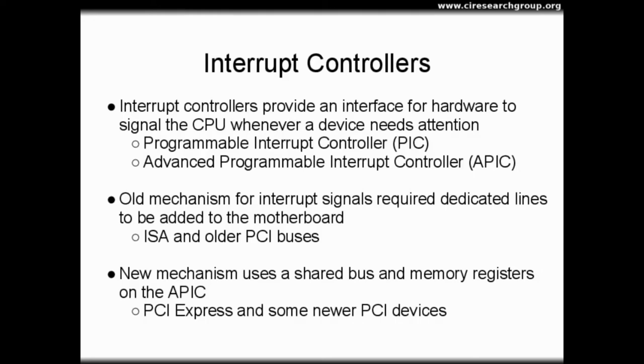The older mechanism for performing this operation was called a programmable interrupt controller, or PIC, and it actually required dedicated lines to be added to the motherboard. The ISA, or Industry Standard Architecture, bus, which dates back all the way to the first PC back in 1987, and older versions of the PCI, or Peripheral Component Interconnect bus, utilized this mechanism. The new mechanism, the Advanced Programmable Interrupt Controller, is used on PCI Express devices and some newer PCI devices.